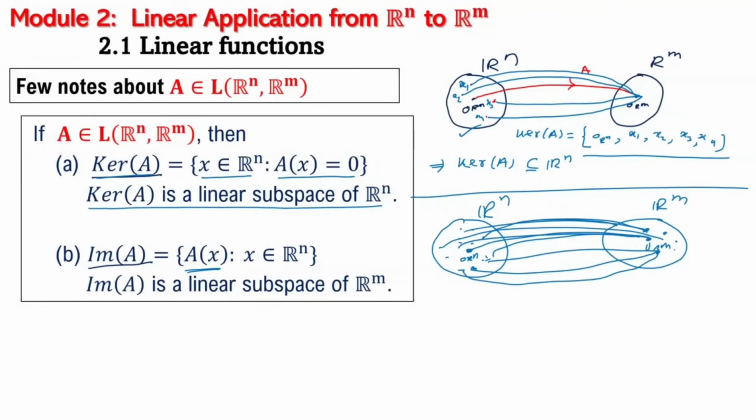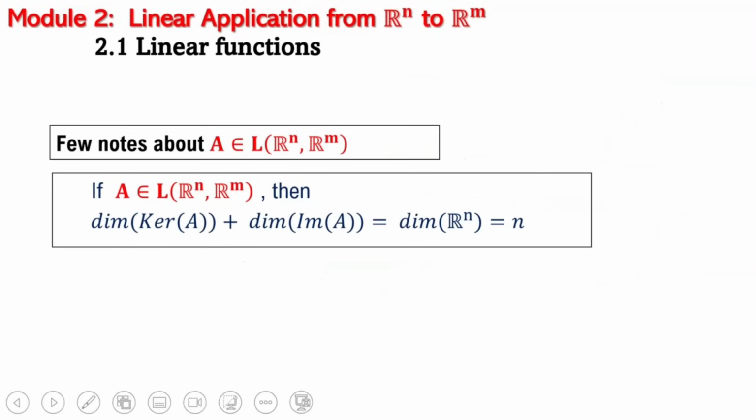So therefore, that's why Ax, where x belongs to R^n. Whatever x you choose, you will go to R^m, and those points are known as the image of A. So clearly, the image of A is a subset of R^m, and therefore it will also be a subspace of R^m. Okay, so this says that the dimension of the kernel of A plus the dimension of the image of A is the dimension of R^n. This is always true.